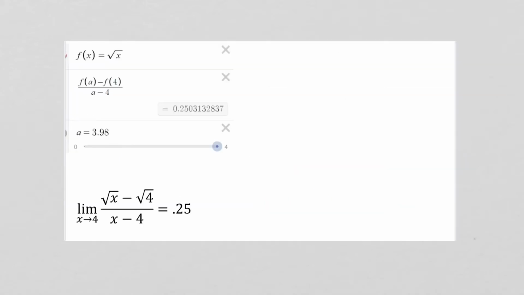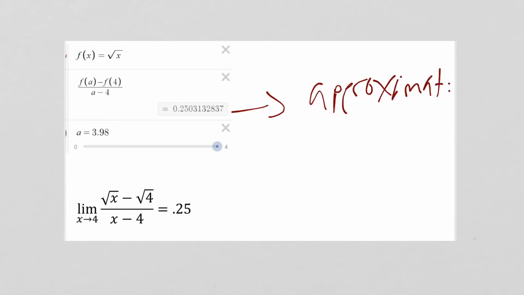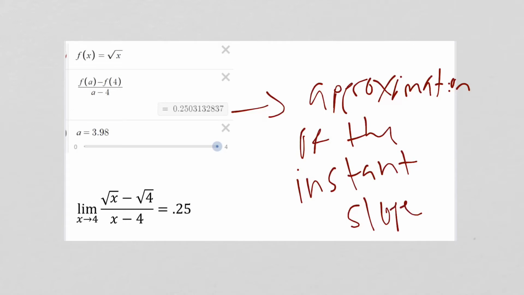Once you have that, you can just click and drag, or you can hit the play button and watch it change over time, but you can just click and drag until a is really close to 4. In this case, I made it go to 3.98, and this is the approximation of the instant slope, right? This is just allowing us to take a limit as x approaches 4. In this case, think of x as being a. A is getting really close to 4, and this is allowing us to calculate the average rate of change. And we can see as these two points get really close together, it seems like that instantaneous slope is approaching 0.25.